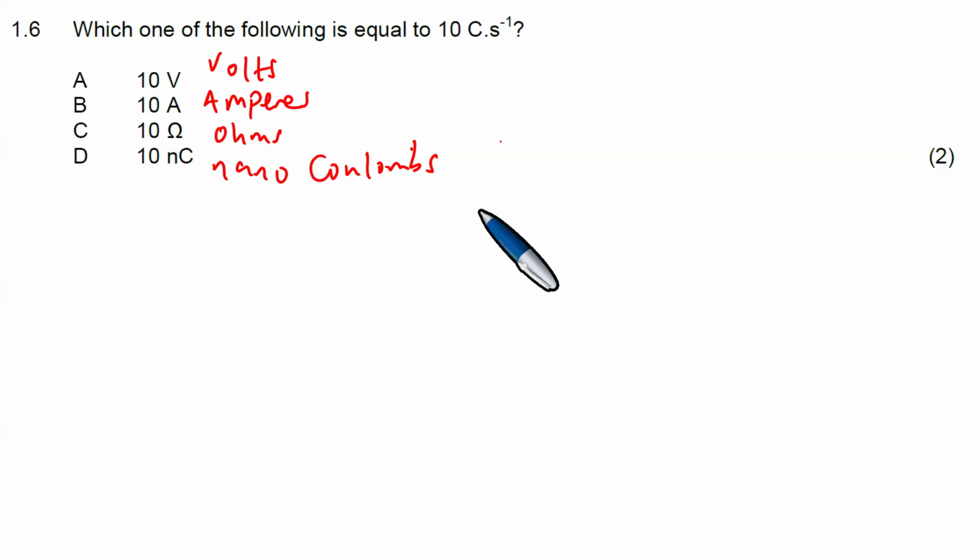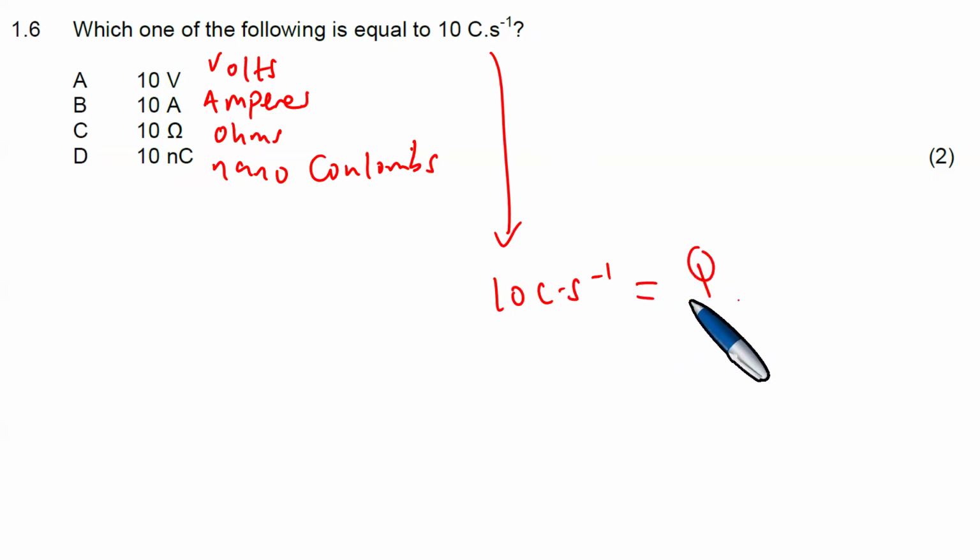Okay, so obviously, you are looking at these here. It's 10 coulombs per second, which is the same as what? Which is the same as charge per unit time. And what formula is this at the back of the exam paper? Charge per unit time is equal to what? Who knows this formula? There's a formula that says charge per unit time is equal to what?